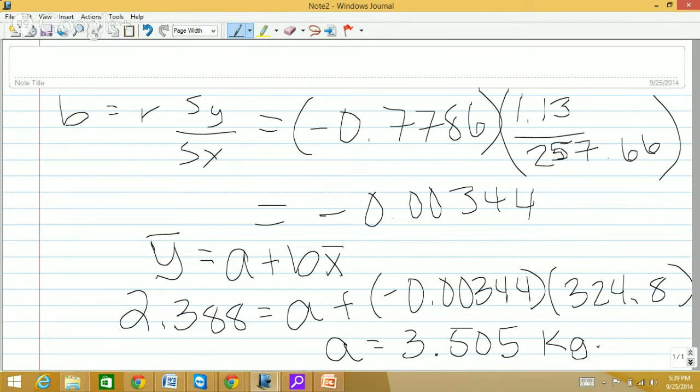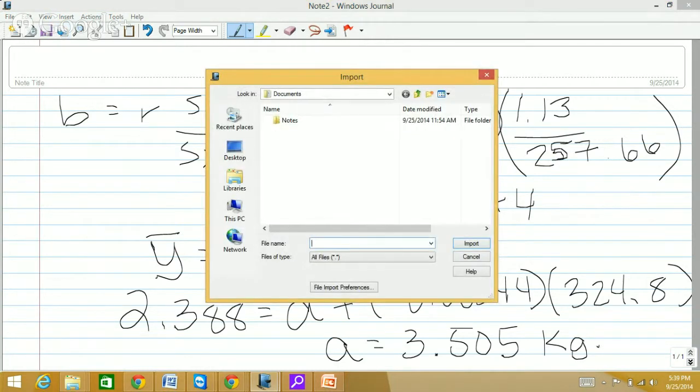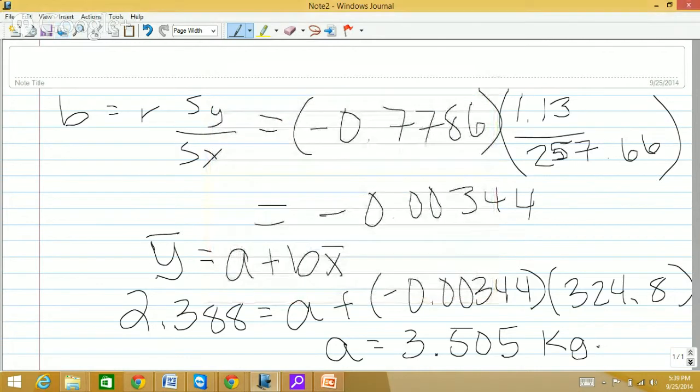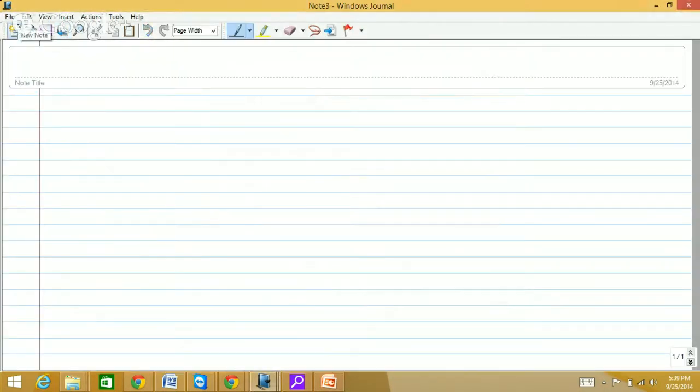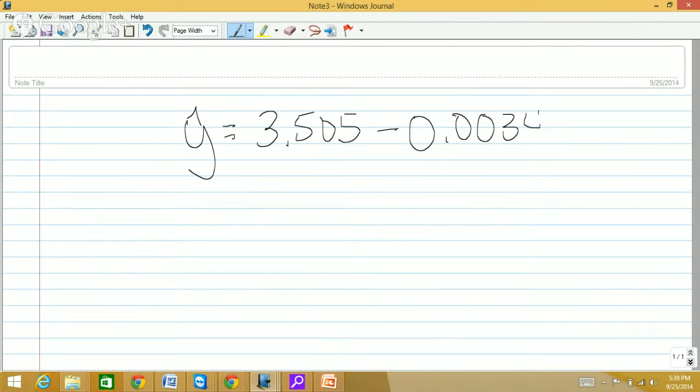Okay, so, oops, I didn't mean to do that. I meant to hit that one. So the equation for our line is going to be y hat equals 3.505 minus 0.00344 x.